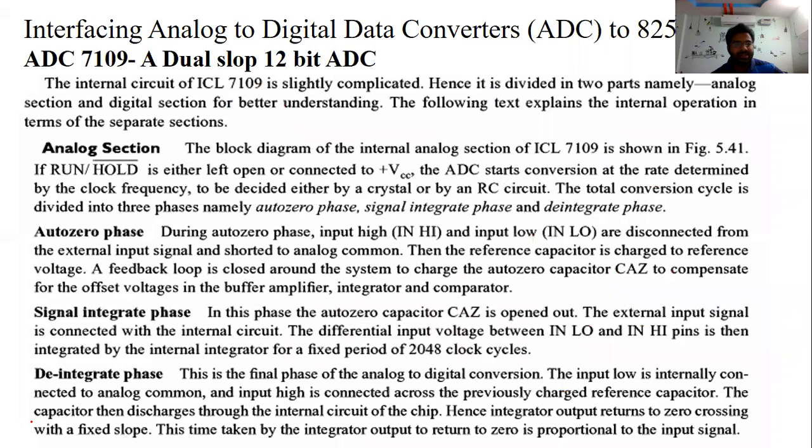Okay, now we'll see this dual slope 7109. This dual slope 7109 is divided into two parts: the analog section as well as the digital section. Analog section means the analog signal section, this is the first one. Then the second one is the digital section.